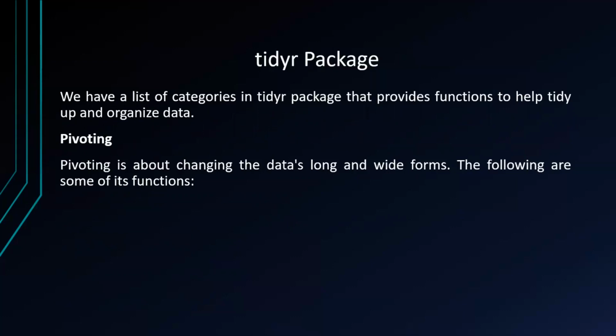The first category is pivoting. Pivoting is about changing the data's long and wide forms. The following are some of its functions. First one is spread, and the next one is gather.